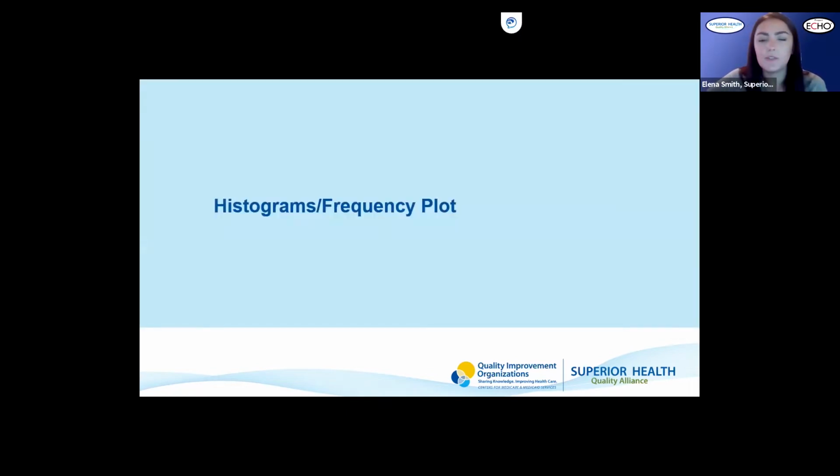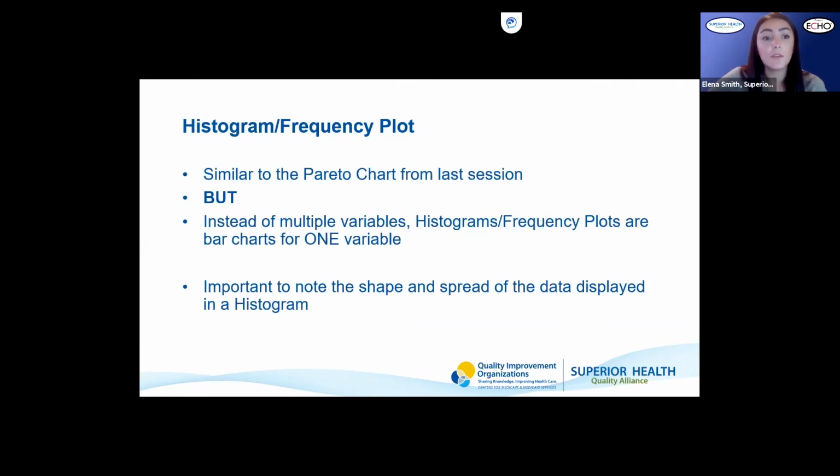So the first one we're going to jump into is a histogram or a frequency plot, and these can be used interchangeably. These are similar to the Pareto chart from last session, but instead of multiple variables, histograms or frequency plots are bar charts for one variable. You'll remember from that Pareto chart, that would be something where maybe you're surveying your staff to find out reasons, for example, why they might not get a COVID-19 vaccine. And then you would chart them by, okay, this answer got the most, all the way down to the answer that got the least. So that's what the Pareto chart would help you identify: where to focus your energy on those answers that have the most frequency.